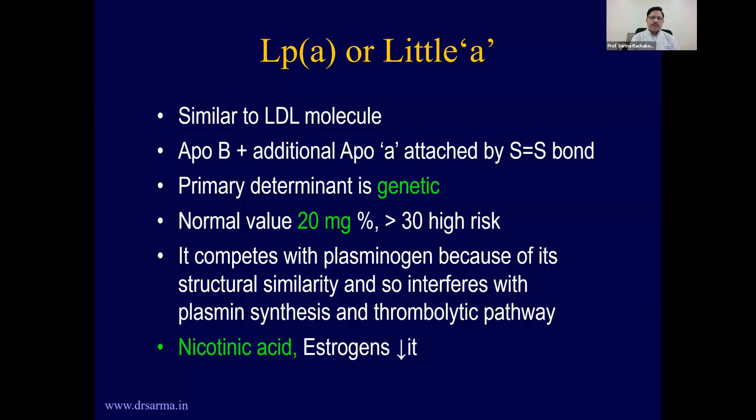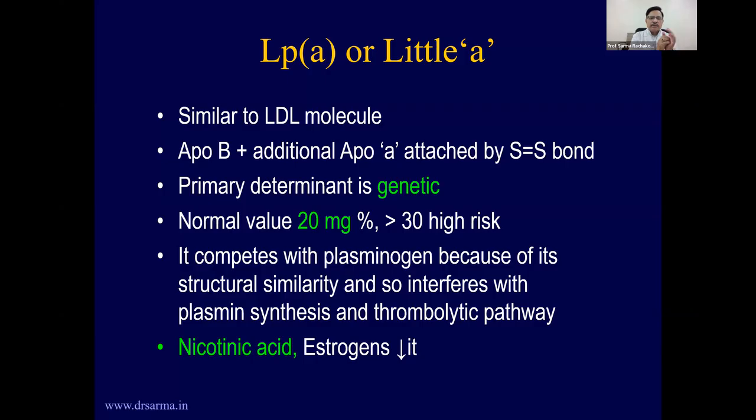How does it work? LPA and plasminogen look alike in the body. Plasminogen has to become plasmin, and this plasmin cuts the thrombosis. It is a beneficial thrombolytic pathway. Plasmin synthesis is important for our body. What happens? LPA looks like plasminogen, so the plasmin synthesis is inhibited. Instead, LPA is processed. It is not thrombolytic. So it increases the risk of cardiovascular disease.